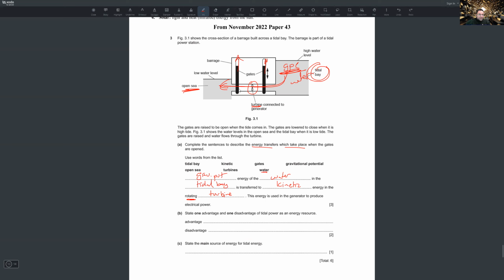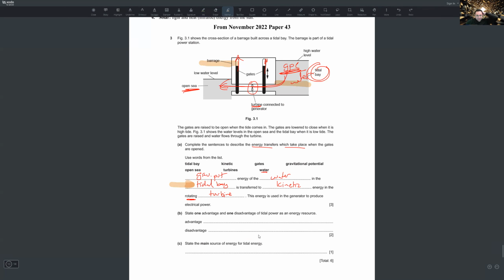Yassin, what if he did the reverse? What if the water level here were high and the water level here were low? This question would have been exactly the same, but we would change this and say open sea if the levels were different. That's it. That's the difference.